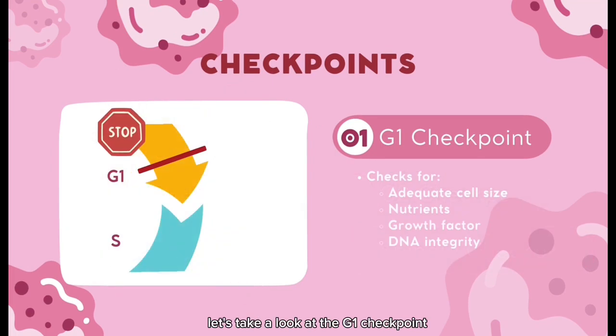Let's take a look at the G1 checkpoint. This checkpoint checks whether the internal and external environment of the cell is suitable or not to carry on with the division. Any errors or abnormalities in the DNA will be detected, and the cell cycle will be stopped temporarily until they are repaired. If the errors are irreparable, the cells will go for programmed cell death or apoptosis.